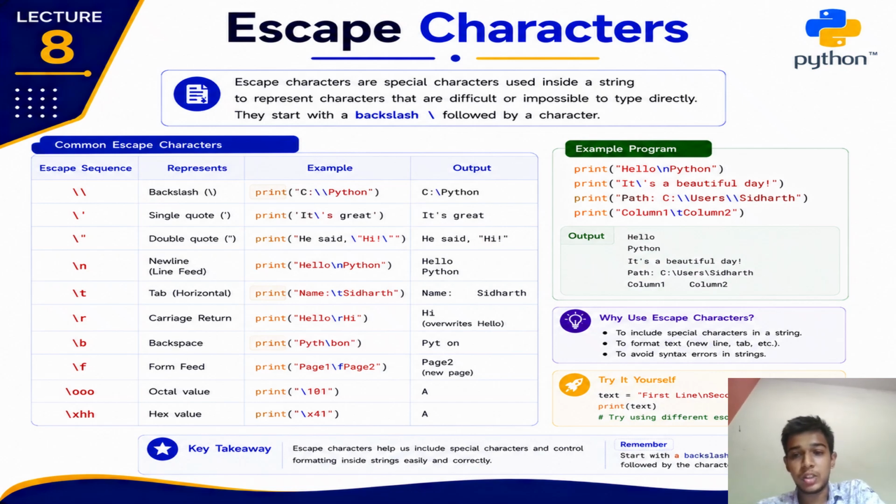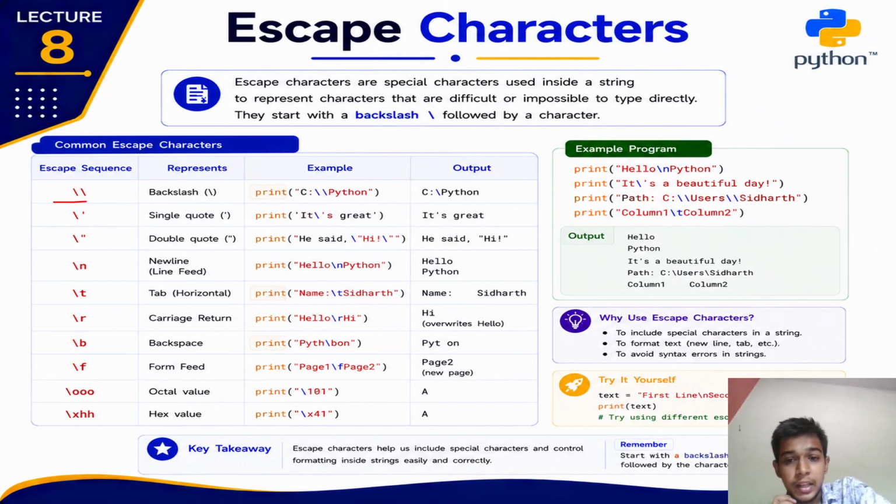Sometimes while writing a string, we need to include a special character such as a new line, a tab space, a quotation mark, or a backslash. Python provides escape characters to do this. An escape character always starts with a backslash followed by another character. Let's understand the most commonly used escape characters one by one. The first one is the double backslash.